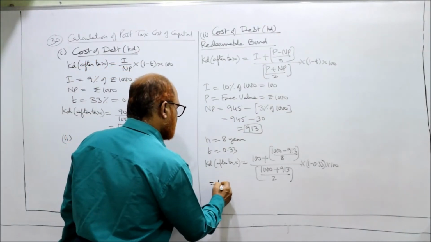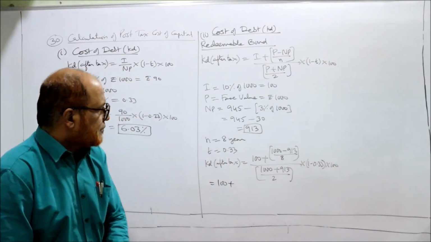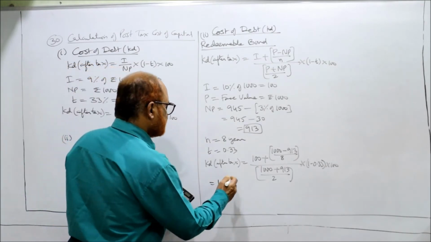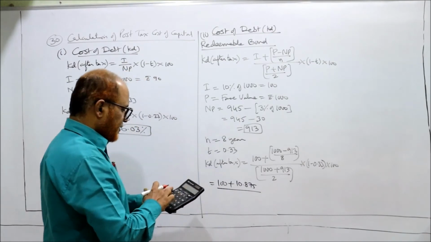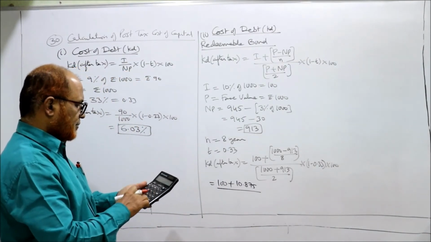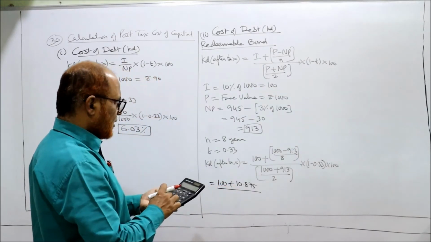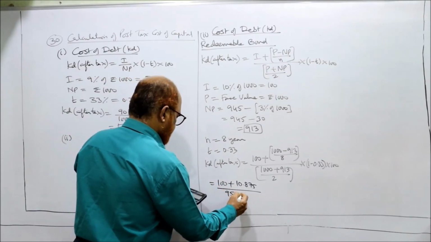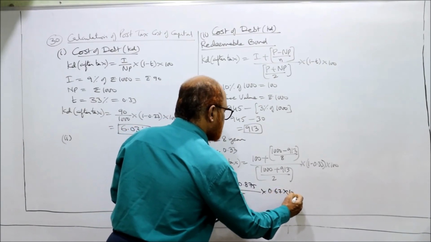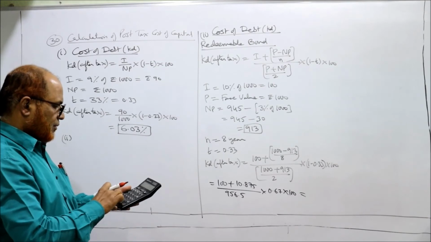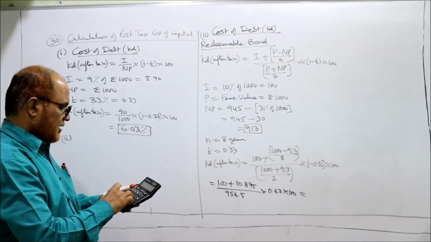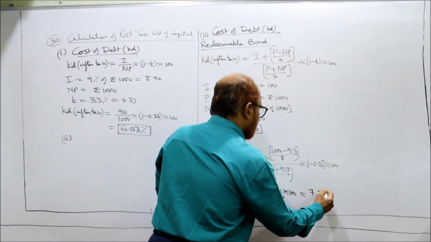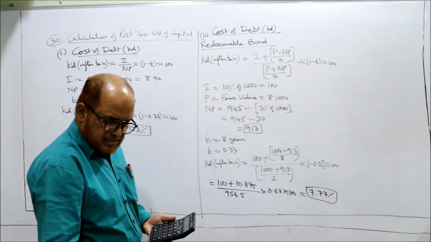So it will become 100 plus 1000 minus 913 divided by 8, that is 10.875, divided by 1000 plus 913 divided by 2, which is 956.5, into 0.67 into 100. So 100 plus 10.875 into 0.67 into 100 divided by 956.5. It comes to 7.77. 7.77% is the cost of debt.